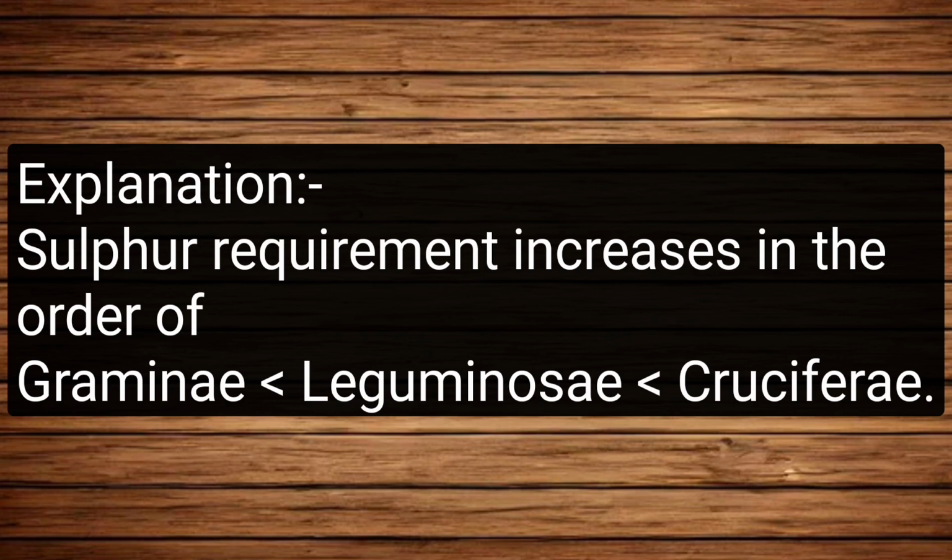You should know that yellow leaf of tea occurs due to the deficiency of sulfur. And if you are asked in the exam which family has got the highest requirement for sulfur, the answer will be cruciferous family. And the requirement of sulfur increases in the order of cruciferous family has got the highest requirement, followed by leguminosae, then gramineae family.